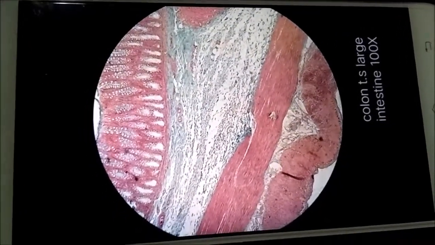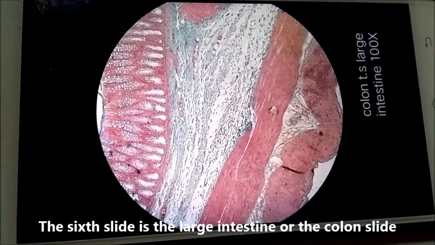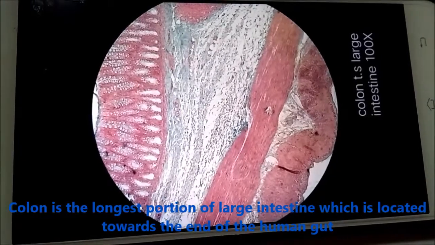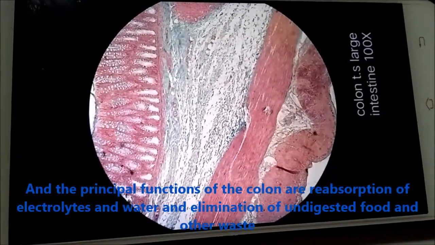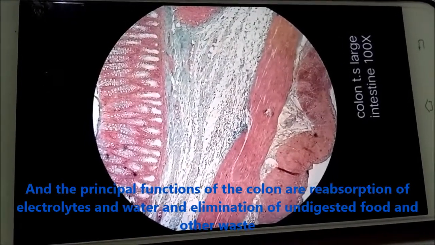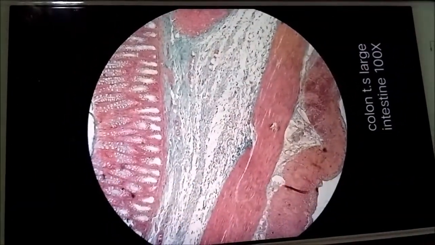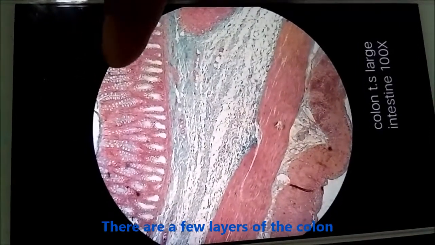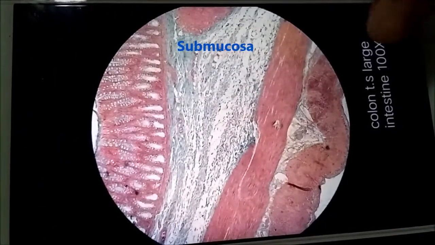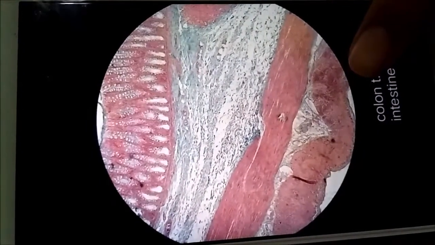Okay, so the sixth slide is the large intestine, or the colon slide. Basically the colon is the longest portion of the large intestine, which is located towards the end of the human gut. The principal functions of the colon are reabsorption of electrolytes and water, and elimination of undigested food and other waste. You can see here there are a few layers of the colon. The first layer is the mucosa, the second layer is the submucosa, and the lower layer is the serosa.